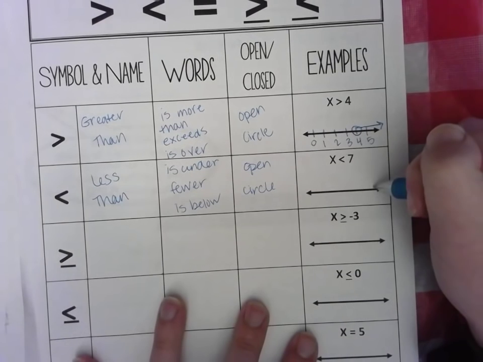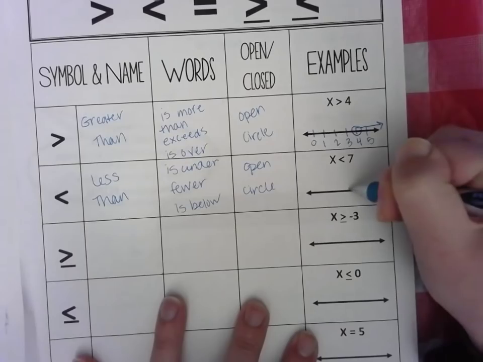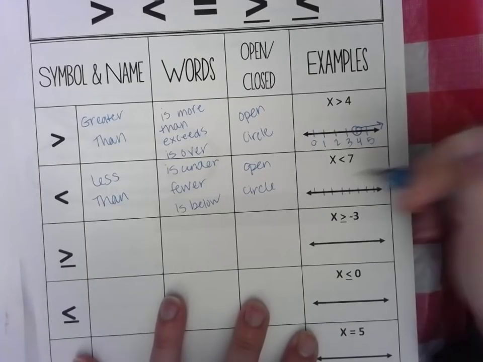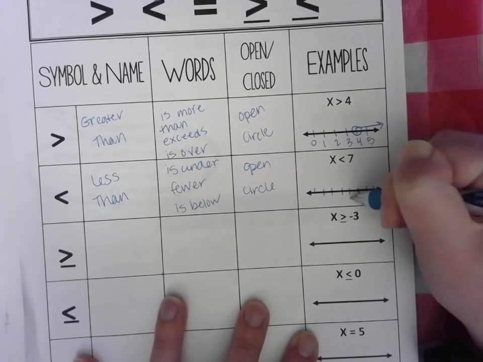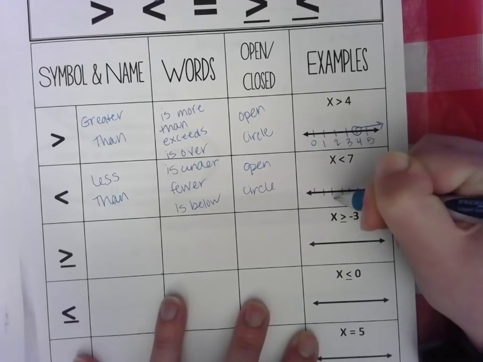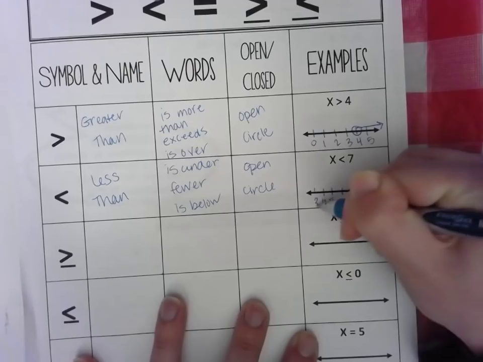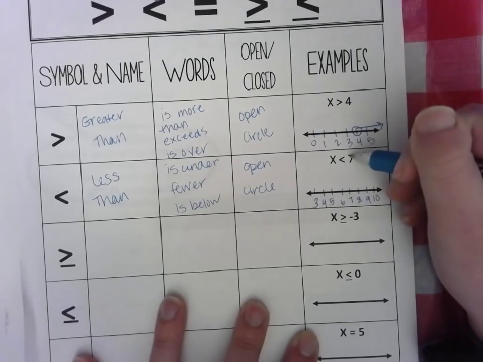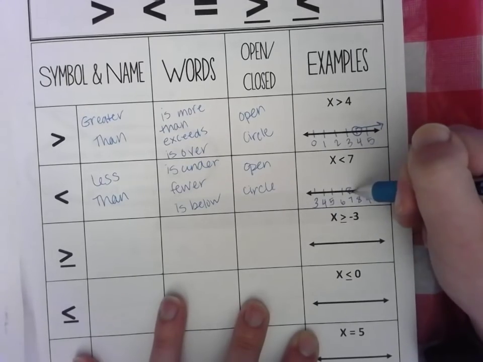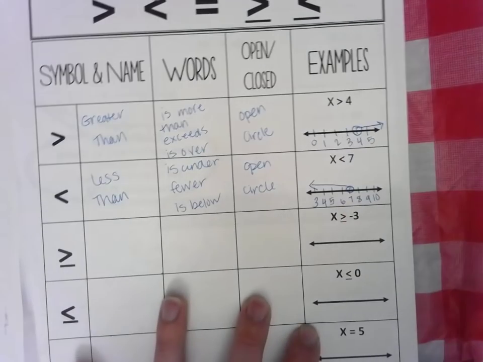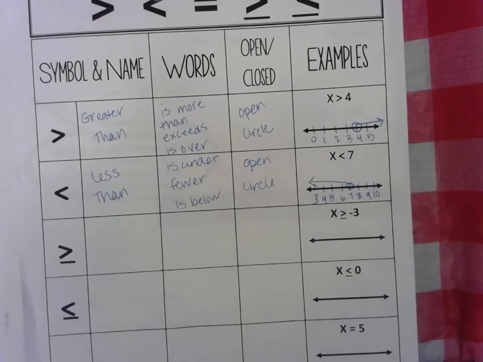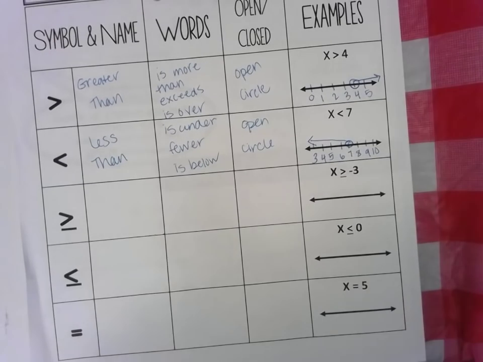So again, I am going to graph and label my number line. This time I'm going to make this 10, 9, 8, 7, 6, 5, 4, and 3. And x is less than 7, so I'm going to make a circle over 7, and it's open, and it's less than, so it's everything fewer than or under or below 7, but not including 7. Unlike these next two, which will include these numbers.